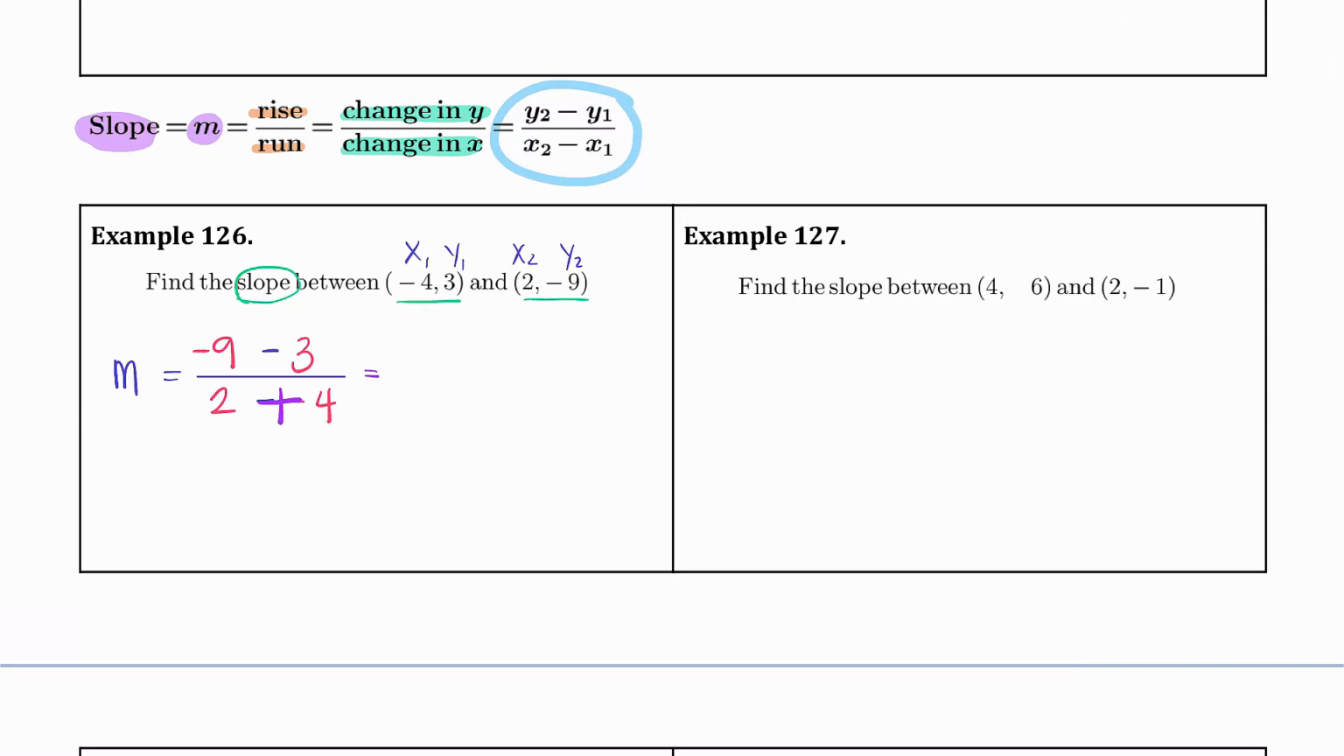Negative 9 minus 3 is negative 12. 2 plus 4 is 6. If we simplify that, we get negative 2 over 1, or just negative 2. So the slope of that line is going to be negative 2.